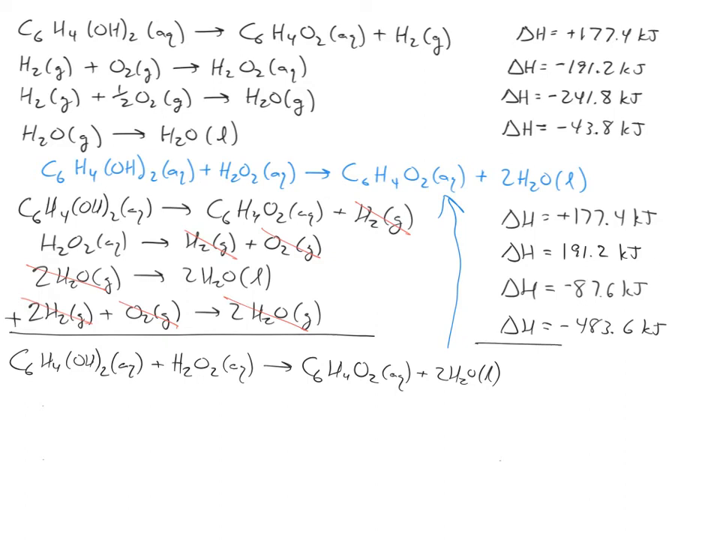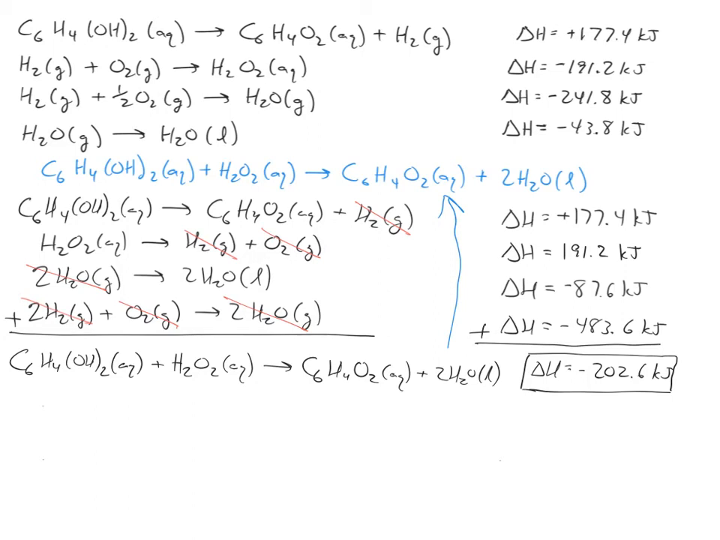So now I just add up my delta H's. So my final delta H is positive 177.4 plus 191.2 plus a negative 87.6 plus a negative 483.6. And I get negative 202.6 kilojoules as the standard change in enthalpy for this particular unknown reaction.